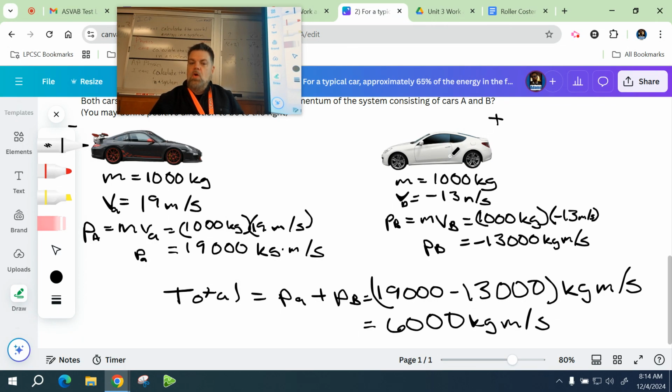But the overall momentum is going to be 6,000 kilogram meters per second to the right. Okay? Any questions on that?